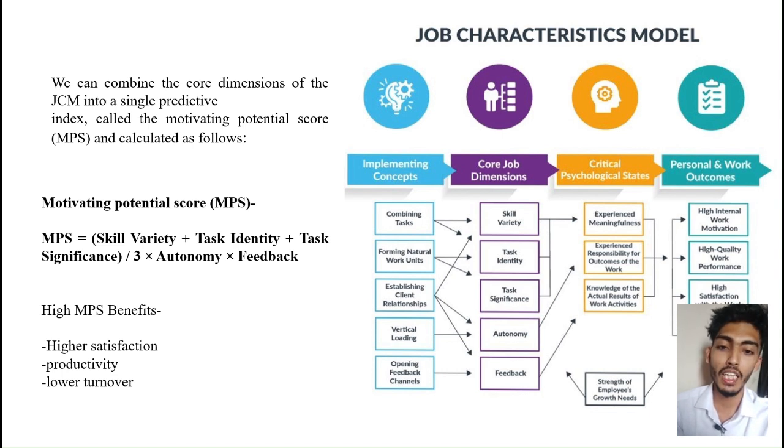Second, experienced responsibility for outcomes of the work. This means that the employee feels personally accountable for the result of their work. It comes primarily from autonomy, which allows them to make decisions and have control over their task. Third, knowledge of the actual results of their work activities. This is when the employee clearly understands how well they are performing. It is highly affected by feedback, which gives them direct information about their effectiveness.